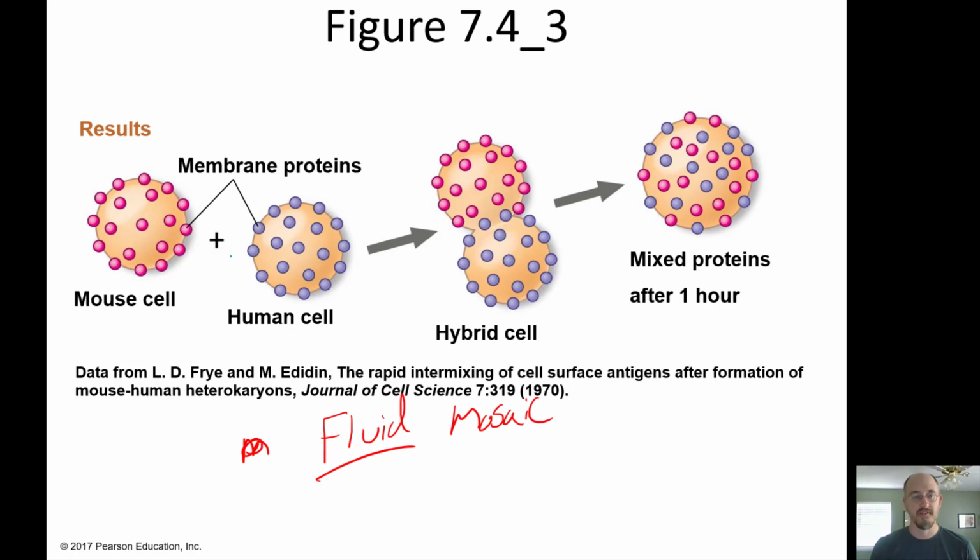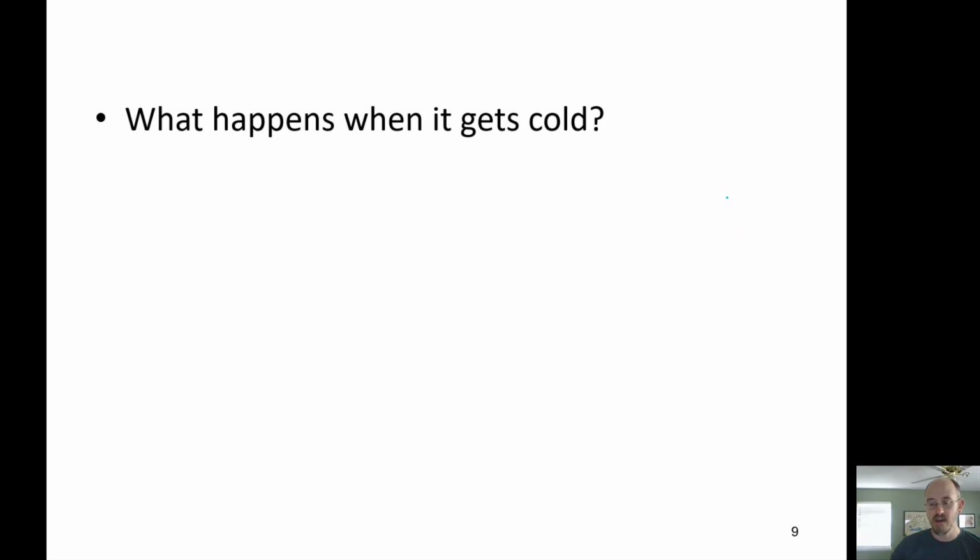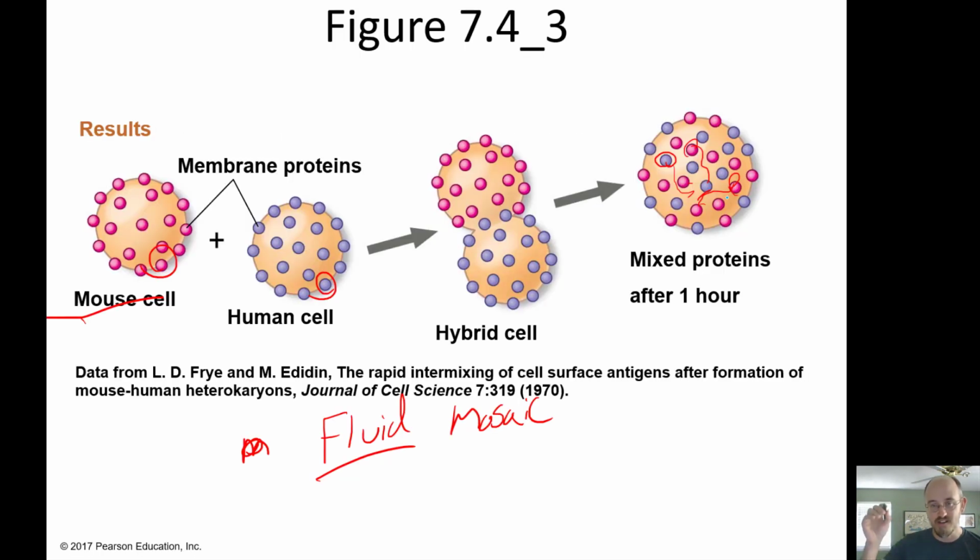The way they came up with this idea: it used to be thought that everything just stuck in place, but they took a mouse cell and looked at the proteins in it, and they squished it together with a human cell that had different proteins on it. They looked at it after about an hour, and the proteins were all mixed up. So these proteins don't sit still. They drift around inside of this membrane. They move around a little bit. And in fact, what we found out is if you make a membrane less fluid, it doesn't work very well.